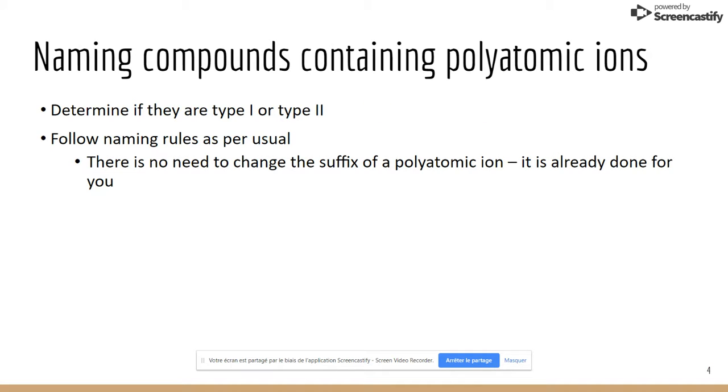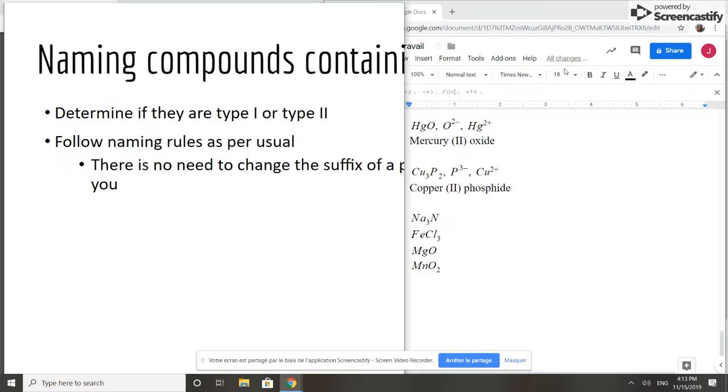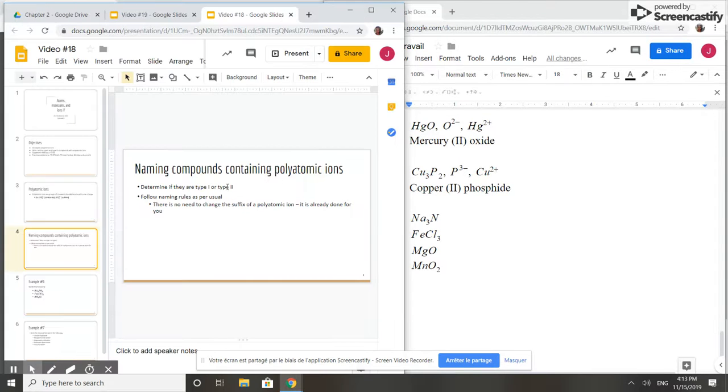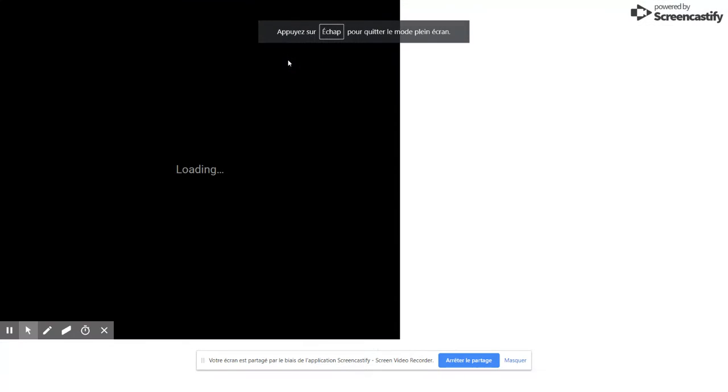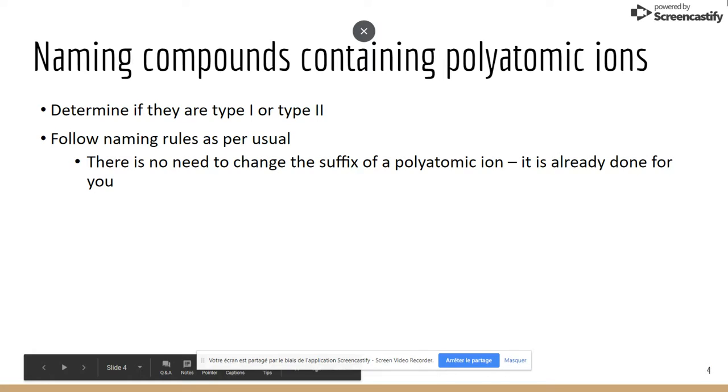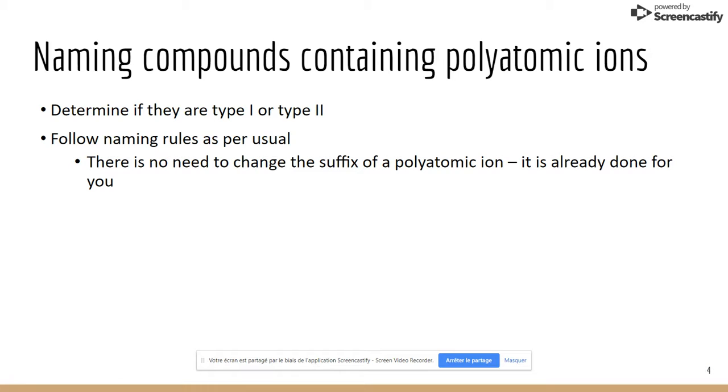Pause here. This is a typo. You're going to determine if they're type 1 or type 3. Wait, no, that's not a typo. What am I talking about? So you're first going to determine if they're type 1 or type 2. The way that you do that is if the cation is a transition metal, then it is type 2. And if the cation is not a transition metal, then it is type 1.